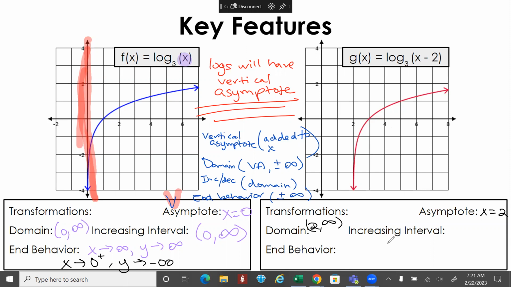Is it increasing or decreasing? Increasing, right? So that's going to happen from 2 to positive infinity. Now, end behavior means as x is approaching positive infinity, where are our y's going? They're going up. So that's going to positive infinity as well. As x is approaching 2 from the right-hand side, y is approaching negative infinity.